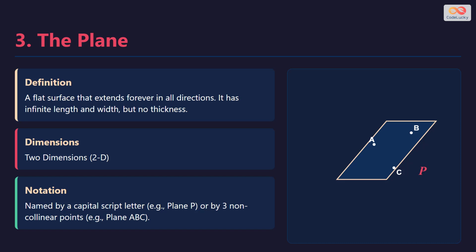The third term is the plane. A plane is a flat surface that extends forever in all directions. Imagine a tabletop that never ends. It has length and width, so it is two-dimensional, but it has no thickness. We typically represent a plane with a slanted four-sided figure, like a parallelogram. We name it using a capital script letter, like plane P, or by 3 points on the plane that are not in a straight line.